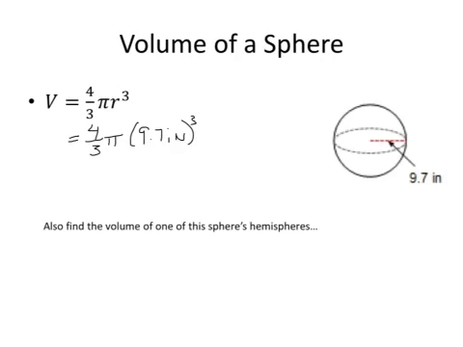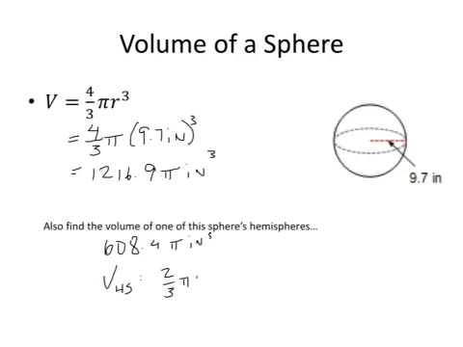I'm going to cube 9.7, multiply by 4, and divide by 3, and I get 1216.9 pi inches cubed. And of course, if I wanted to find the volume of one of the hemispheres, just half a sphere, I could divide that by 2, and I get 608.4 pi inches cubed. So the volume of a hemisphere is just 2/3 pi r cubed.